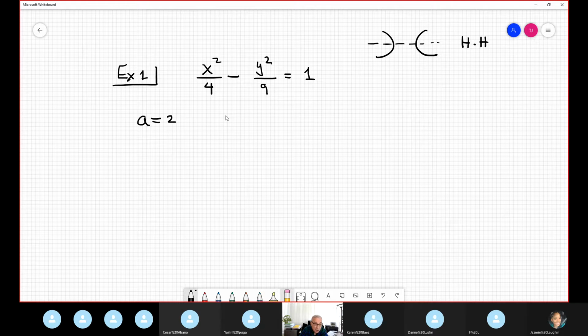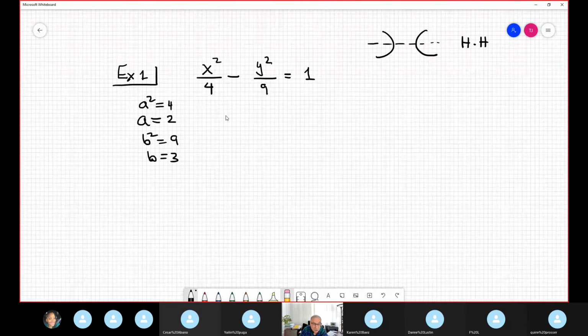Okay, immediate identification of A: A squared is 4, A is 2, and B squared is 9, therefore B is 3. So you see in this case, in the ellipse, always A is the bigger. In the hyperbola, no. In the hyperbola, A is associated with the number in the positive part. If you want to compute the position, I forgot to say focus. I forgot to talk about the focus.